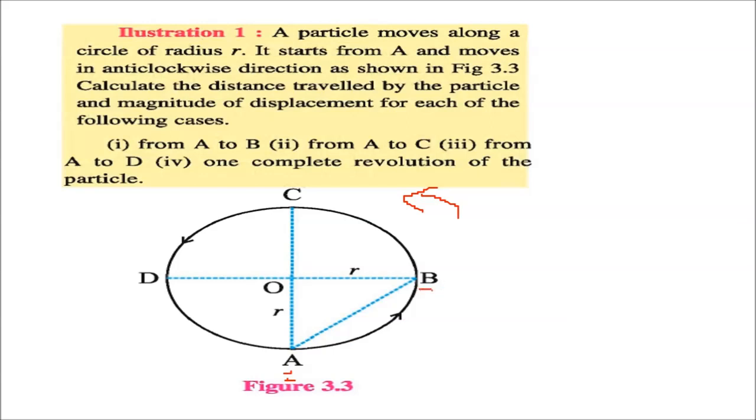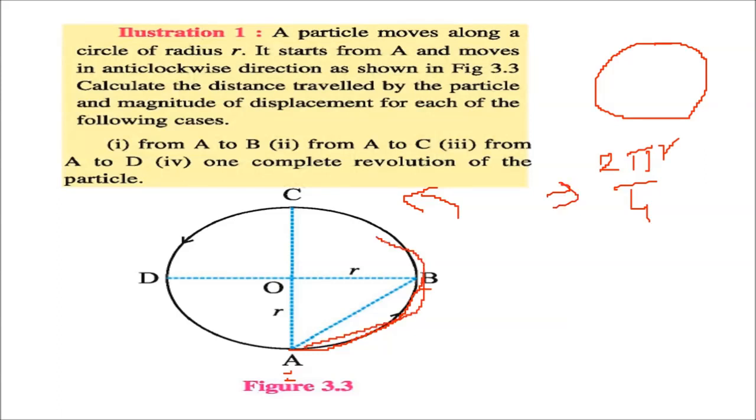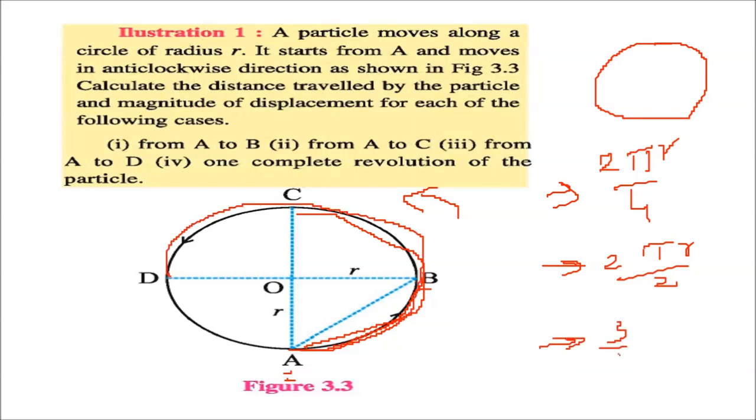Now A to B. Before we discuss this question, first it is a circle, and we know that the circumference of a circle is 2 pi r. This is 2 pi r. Now this is 1/4 of 2 pi r. So this will be 1/4. The distance will be this one. How much is this from A to C? This is 2 pi r by 2. So distance will be this. How much about this? This is 3/4 of 2 pi r, right?